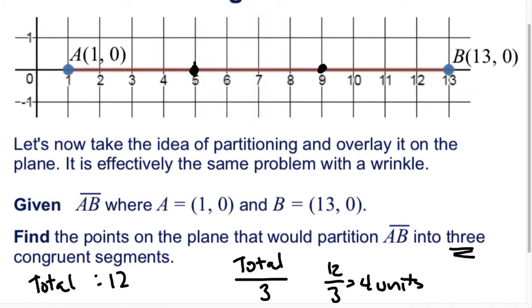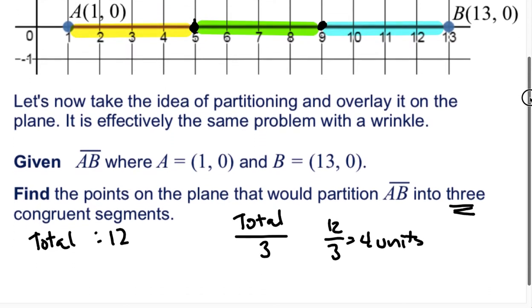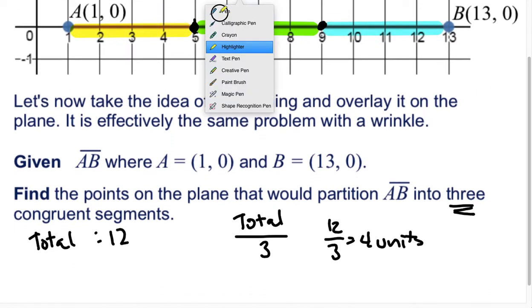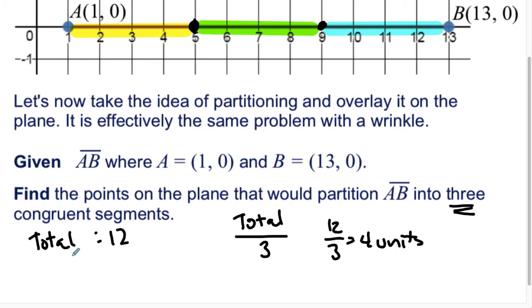So I'm going to highlight it for you. From here to here, and from here to here, that's going to give me 3 equal parts. So the points on this plane that would partition length AB into 3 equal segments are this point, which is 5, 0.